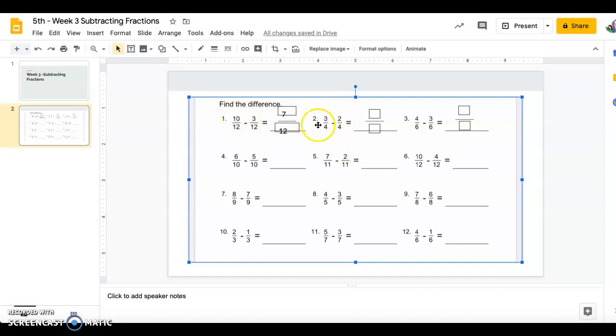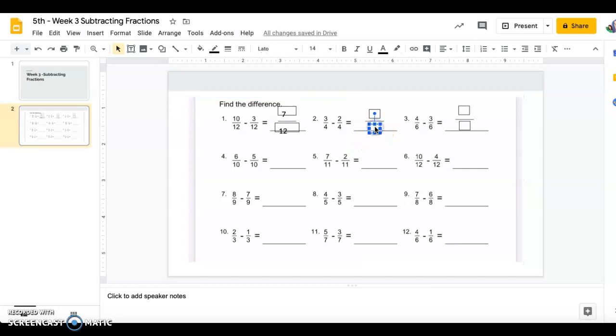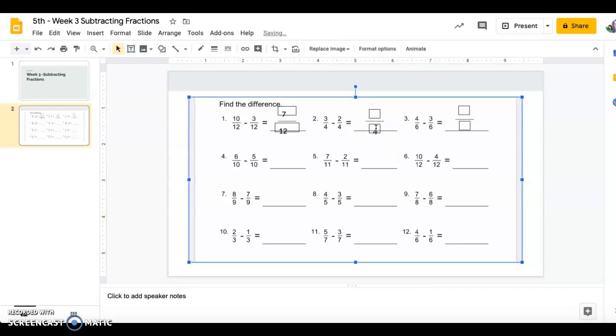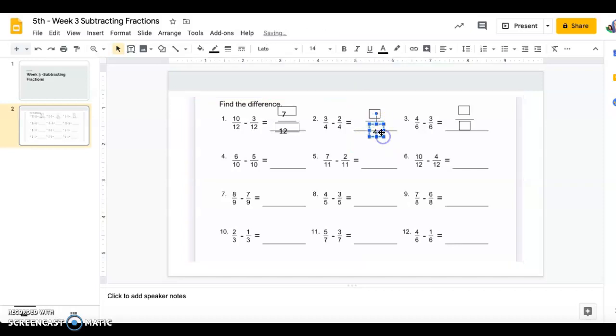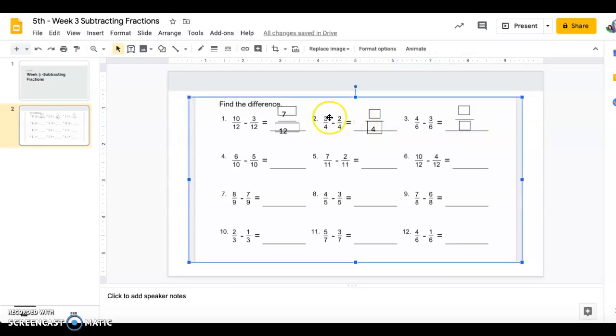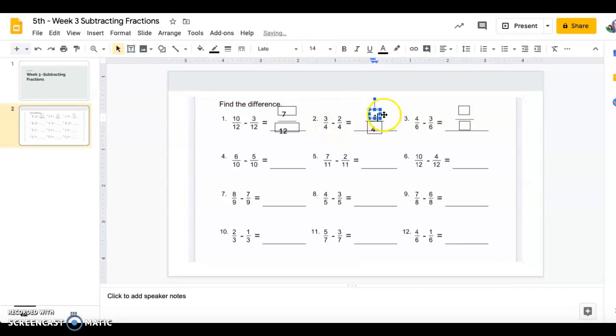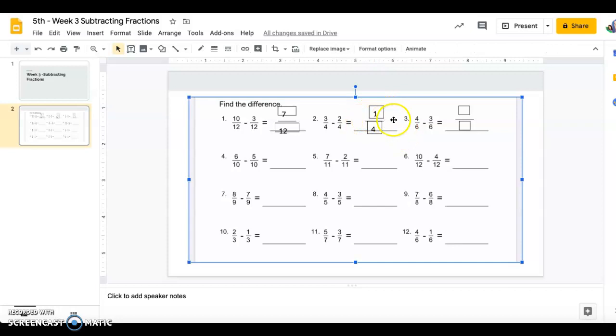Okay? Let's look at number 2. Do you guys see the denominator? Is it the same? Yep, so we know that the denominator is the same. So it would be 4. And the numerator, we're going to subtract that. Ready? 3 minus 2 is 1. Hope you guys got that. So the answer is 1 over 4, or 1/4.